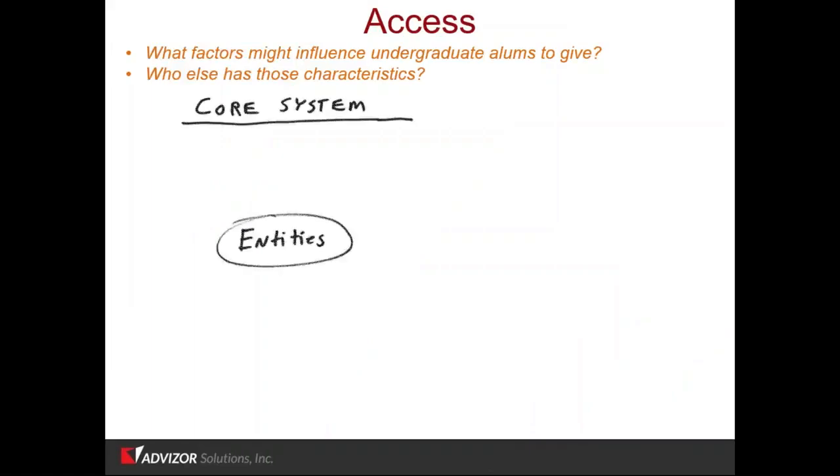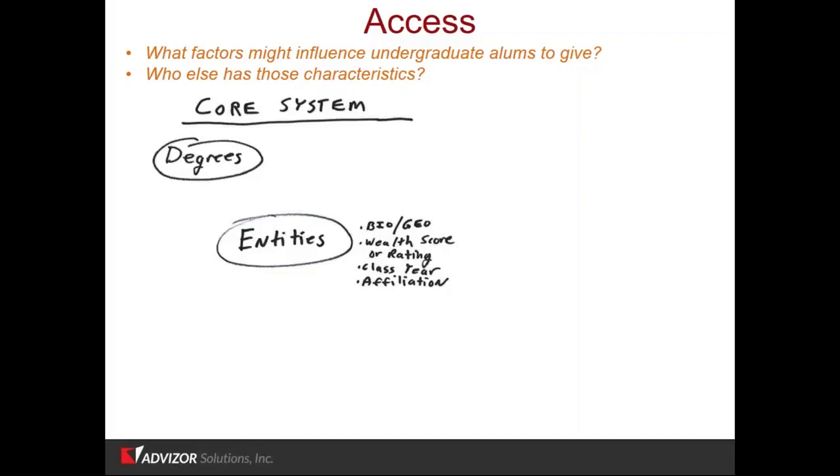Well, all of you have some kind of a core system, a CRM system, which has an entity table. The different systems call it different things, but it's entities. And it's got a basic bio geo table. It's usually got wealth scores or ratings that have been loaded in. It's got class year and affiliation if it's a school, which is what the example here is. You've got degrees. It's got a bunch of stuff on each of your entities.